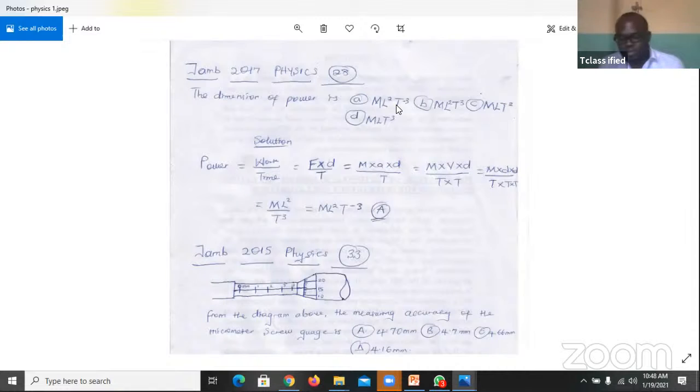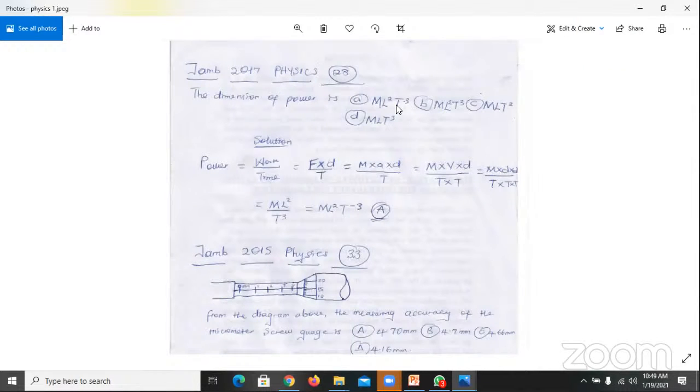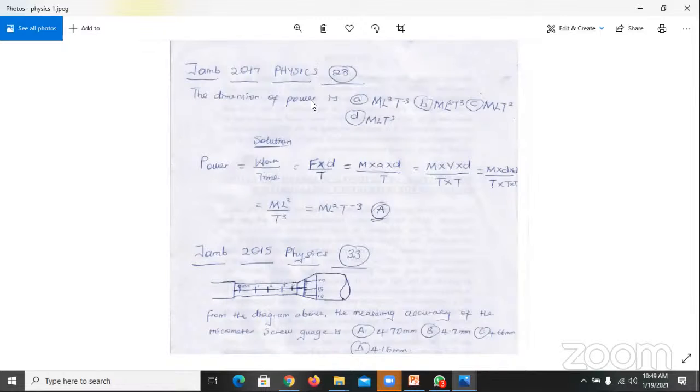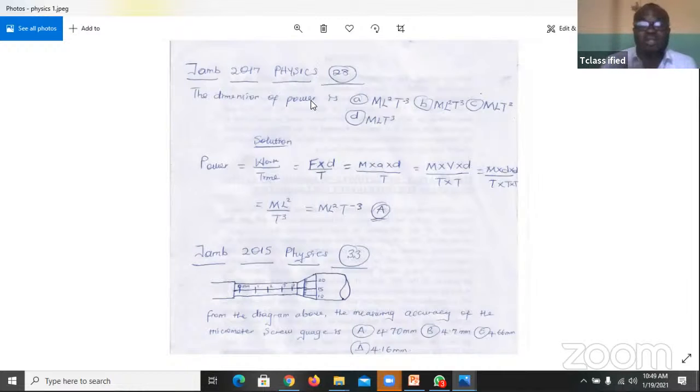Is that what we did yesterday? Did you consider those three fundamentals? Did I make mention of them yesterday? Good. So whenever you're representing in this MLT, where M is mass, L is length, and T is time, then you're talking about dimension. Now, let's take an instance of a derived quantity and turn it into these fundamental representations of dimension.